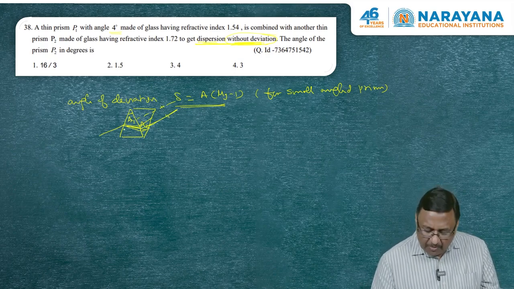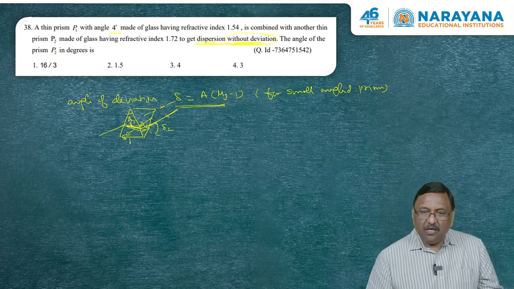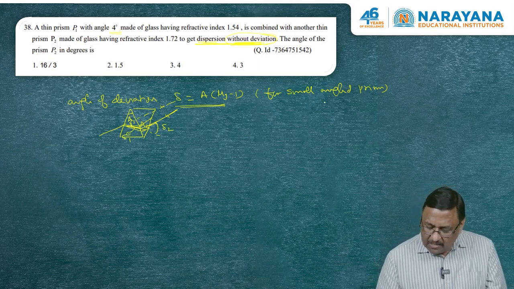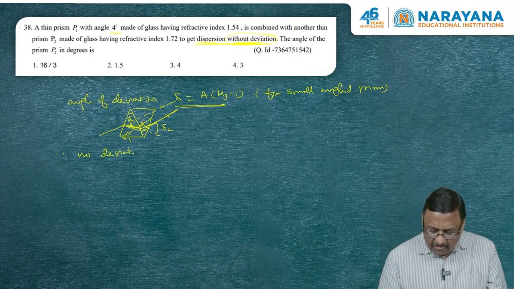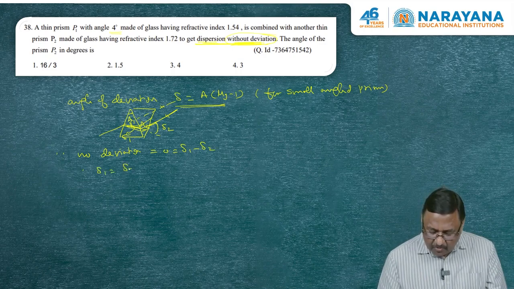If these two rays are parallel, that means deviation in one is in the downward sense. With respect to this, there is one deviation. With respect to this, there is another deviation. So I can call it delta 2. I can call this my deviation number 1. You understand delta 1 and delta 2 are in opposite directions. So what we can say, since there is no deviation, no deviation is indicating what? Net deviation is zero, delta 1 minus delta 2. I can straight away write, therefore delta 1 is equal to delta 2.